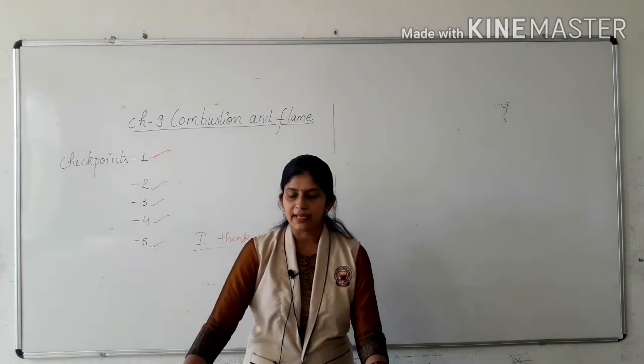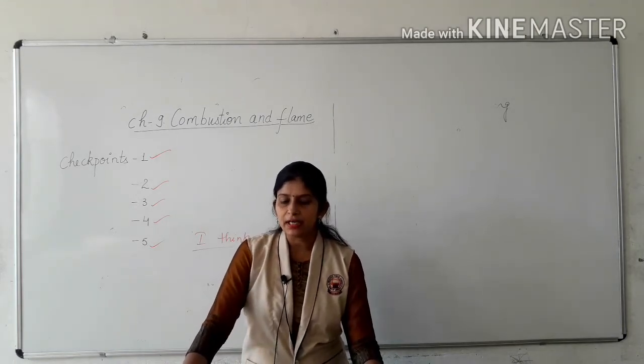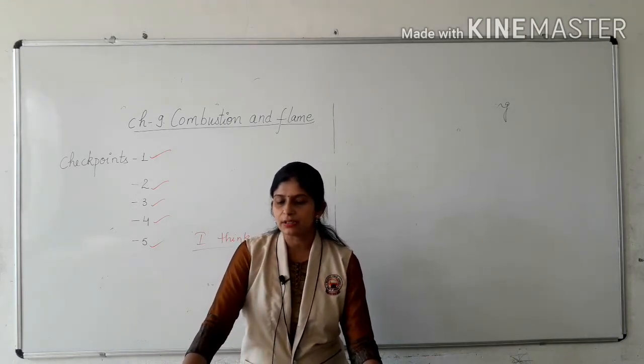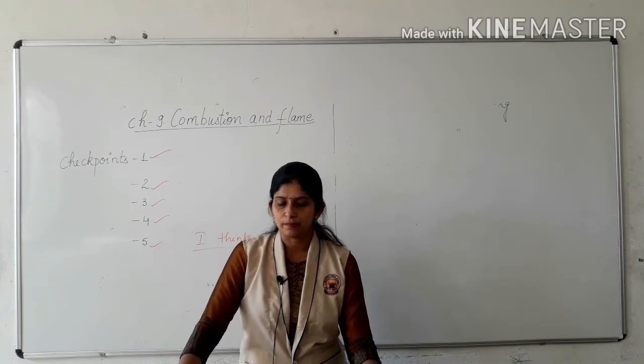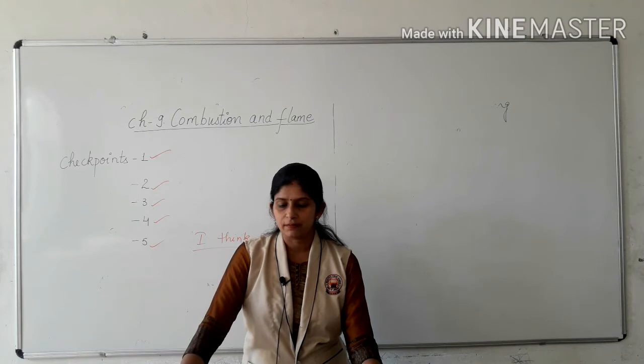B. Fill in the blanks. First part. The minimum temperature at which a combustible substance starts burning is called its blank temperature. Ignition temperature. Second, a combustible substance is usually made of blank, which are compounds of carbon and hydrogen. Hydrocarbons.